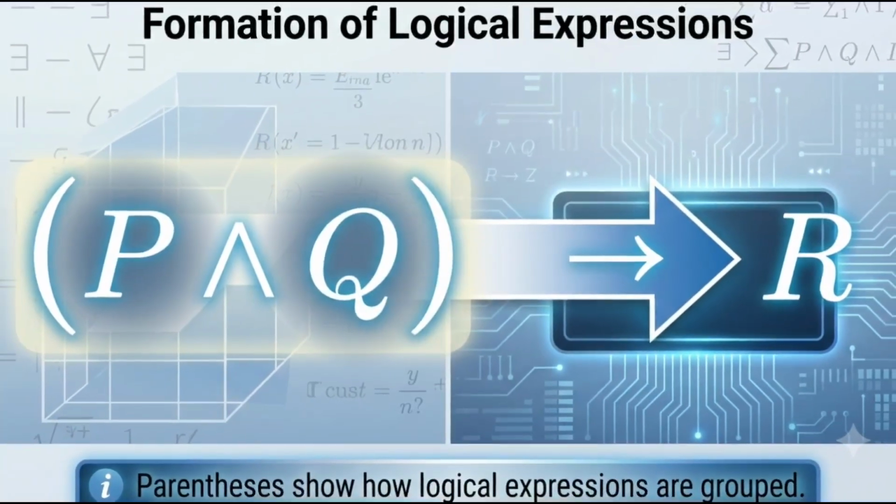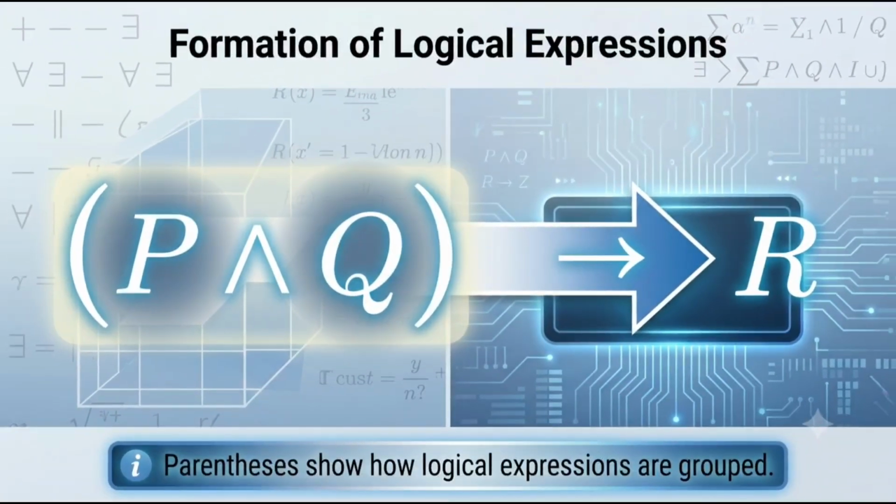Logical expressions are created by combining statement symbols with logical connectives. For example, open bracket P conjunction Q close bracket conditional R. This expression means if both P and Q are true, then R is true. Brackets are important because they show how different parts of an expression are grouped together. Now that we know how to write logical expressions, we can test whether they are true or false.